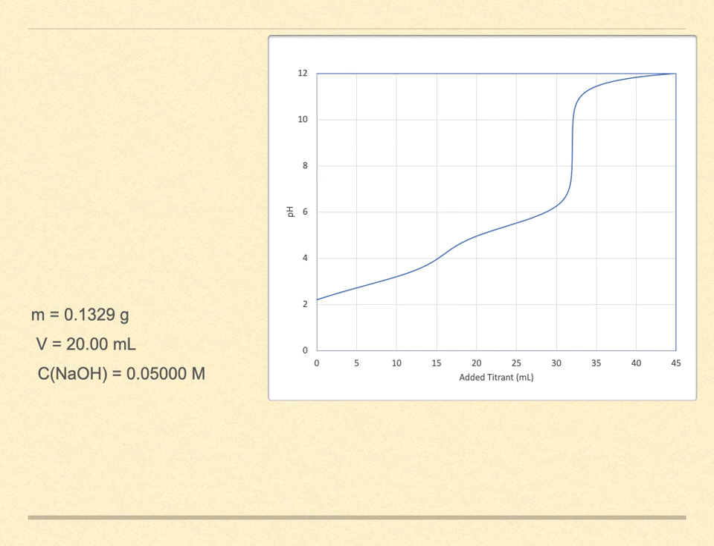Looking closely at the curve, there appear to be two equivalence points. The first is rather blurred, while the second is quite sharp. Is the second exactly twice the volume of the first? If so, it would be a diprotic acid. But could it be a mixture of two acids whose concentrations are close but not exact? Hard to say when the first endpoint is so blurred.